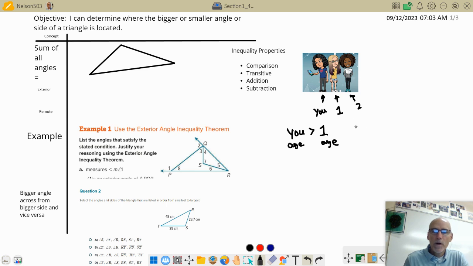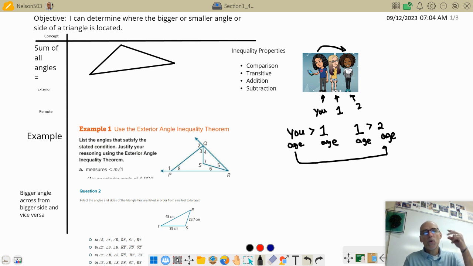What if number one is older than number two? I know this inequality doesn't make sense. One is not bigger than two, but friend number one's age is bigger than friend number two's age. Well, couldn't you say that your age is greater than friend number two? Like you have to be older than this friend over here.